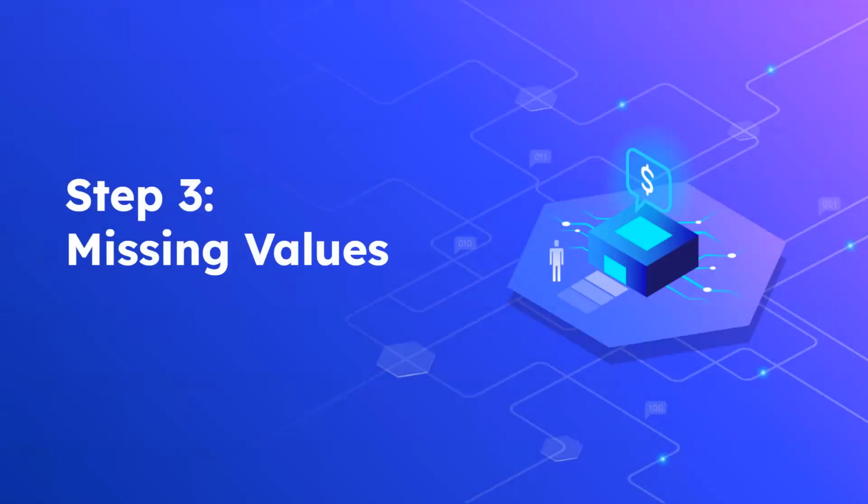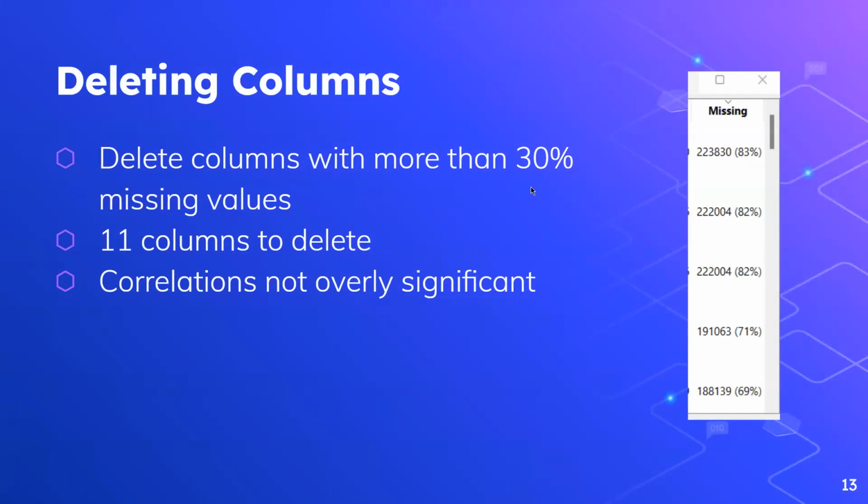Step 3 is missing values. We have decided to delete columns, features that have more than 30% missing values. And we have also checked their correlation to make sure that the correlation wasn't high, both linear and nonlinear, so that it wouldn't make a great difference. Total of 11 columns to delete. I didn't want to specifically list all the columns because I thought the time wouldn't be enough.